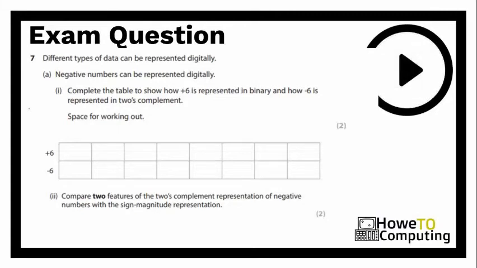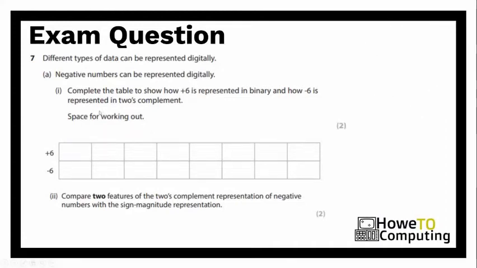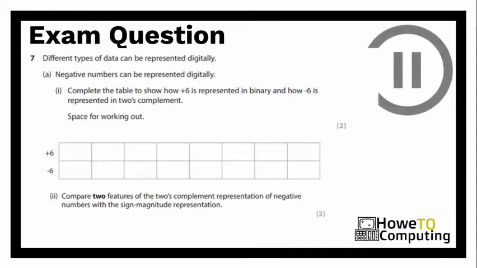Okay, so we've got this, we need to work out minus 6. The first thing is to convert it to binary. So 2, 4, 8, 16, 32, 64, 128. So 6 would be... Okay, this is an exam question based on 2's complement. So what I'd like you to do is have a quick read, pause it, give it a go.